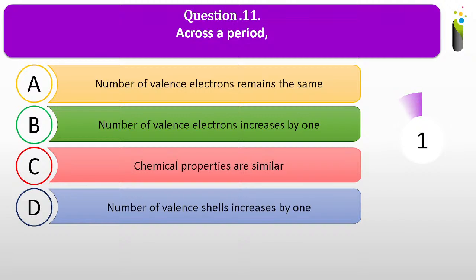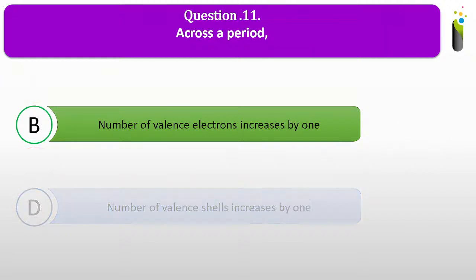So the correct answer for this question is B. So across a period, number of valence electrons increases by 1. Going ahead to the next question, number 12.